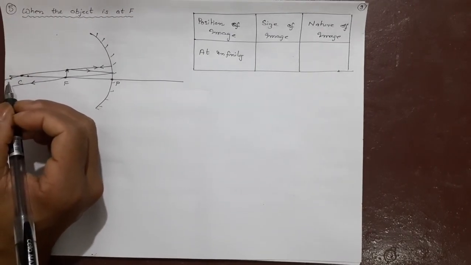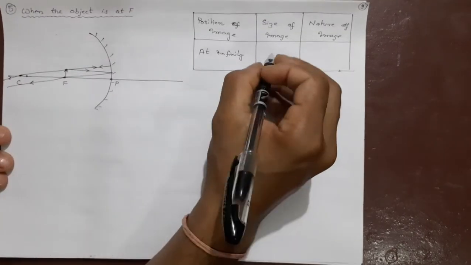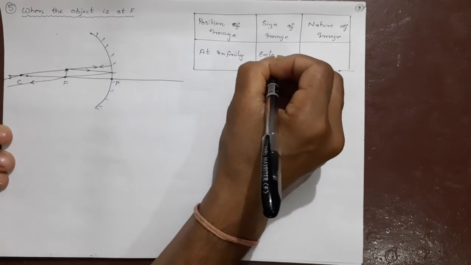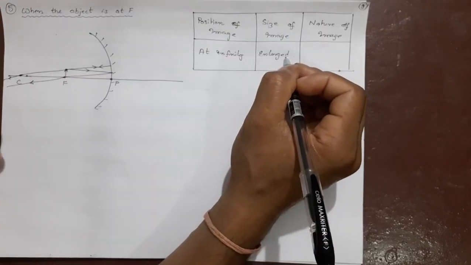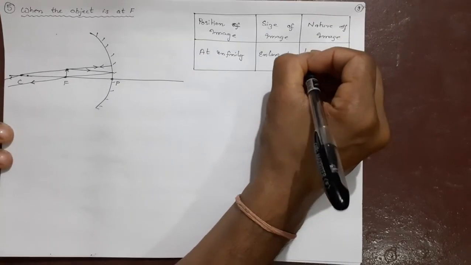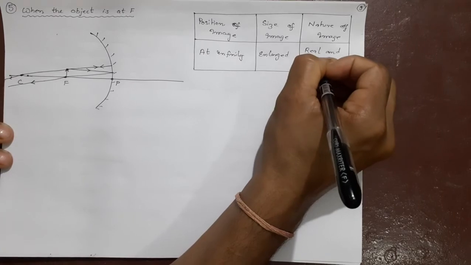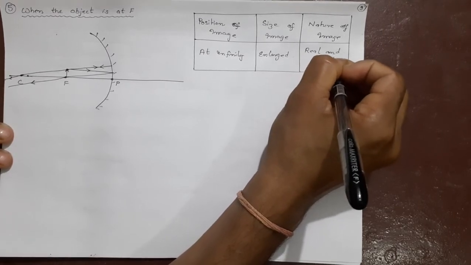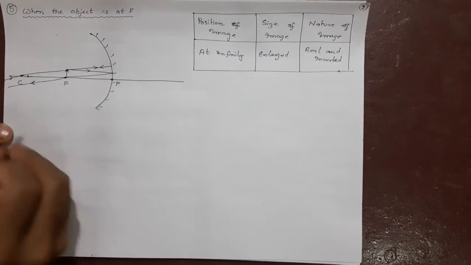And what is next after that? You have size of the image. Size of the image is enlarged, because in the screen you will see very big image here. Okay, nature of the image is what? Real and inverted still, because it is still downside and it is the real lines which are forming the image.